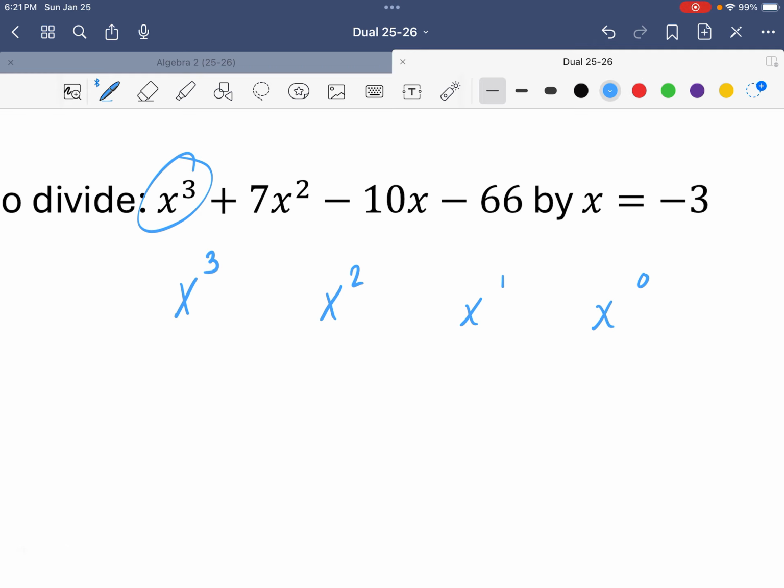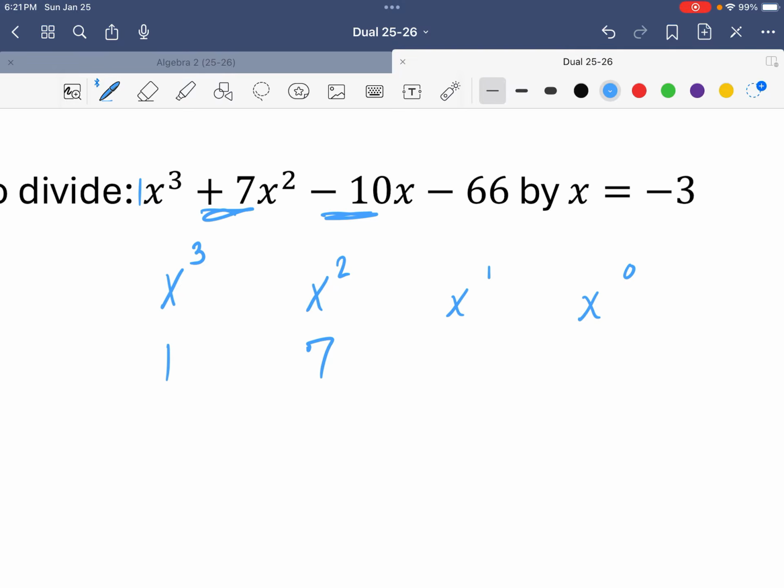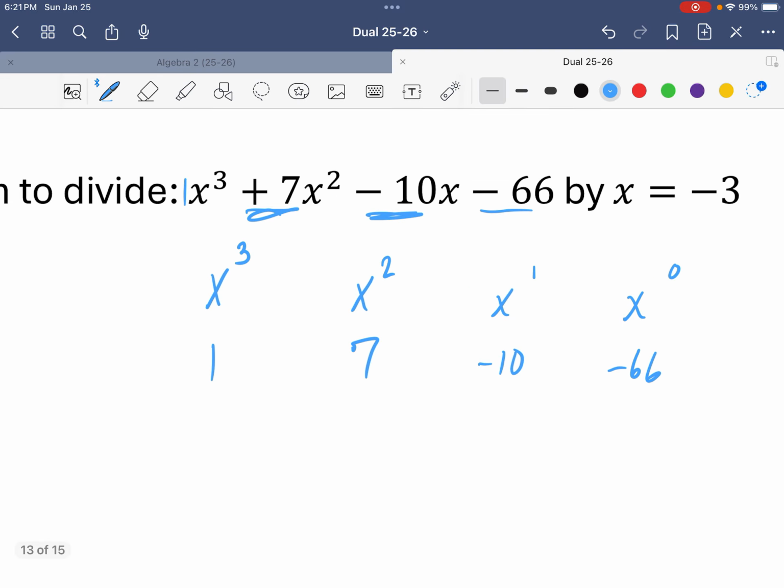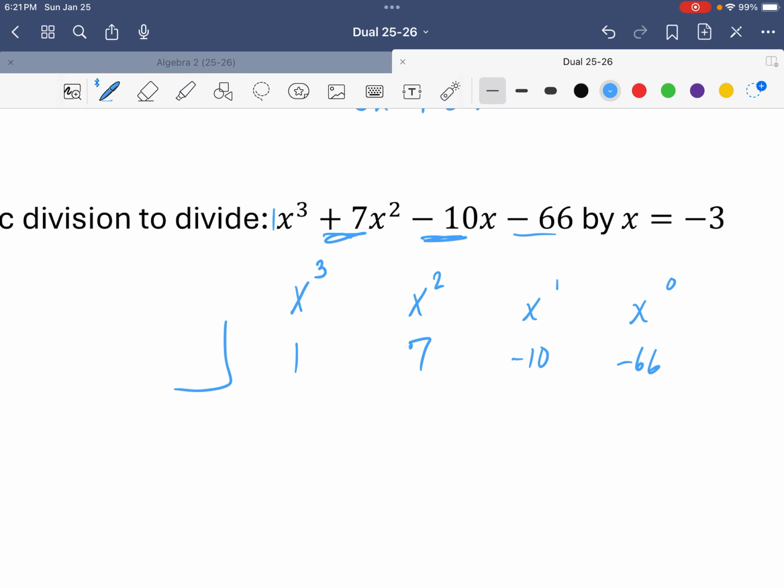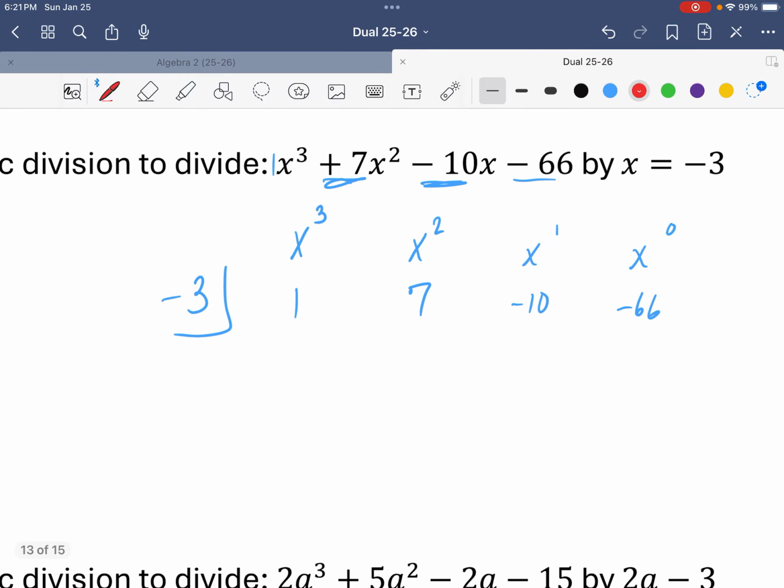So what's the number in front of x to the 3rd power? That would be a 1. The number in front of x squared, positive 7. The number in front of just the x, a negative 10. And the number with no x, negative 66. We're going to divide that by x equals negative 3. Am I going to change it? No. Because remember, I told you, if it just says x equals, don't change it. It's already ready to go. I can put negative 3 inside here.